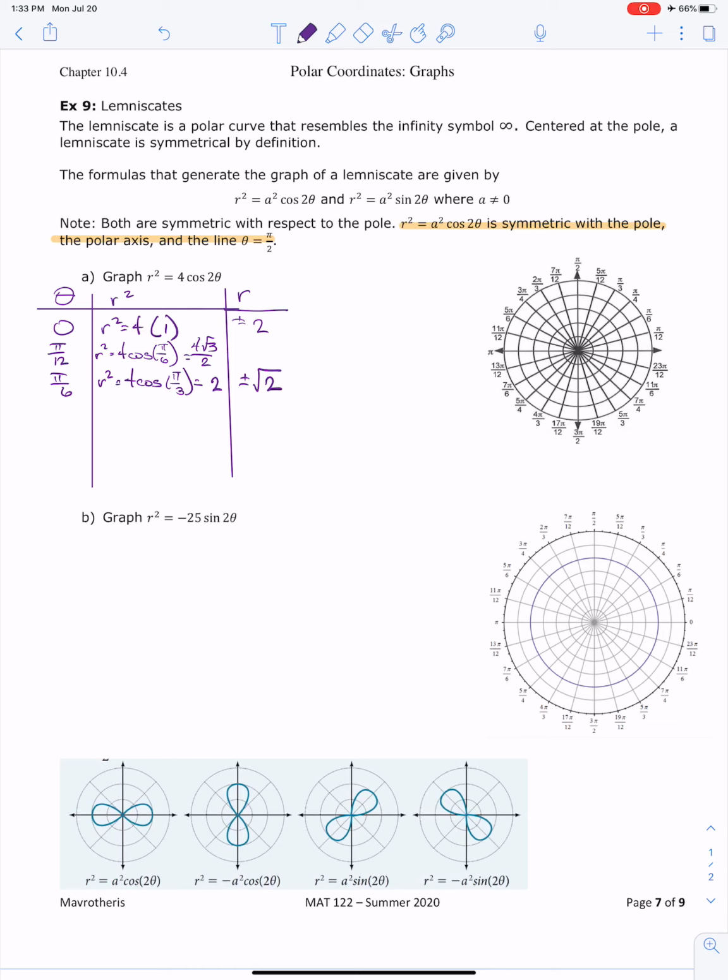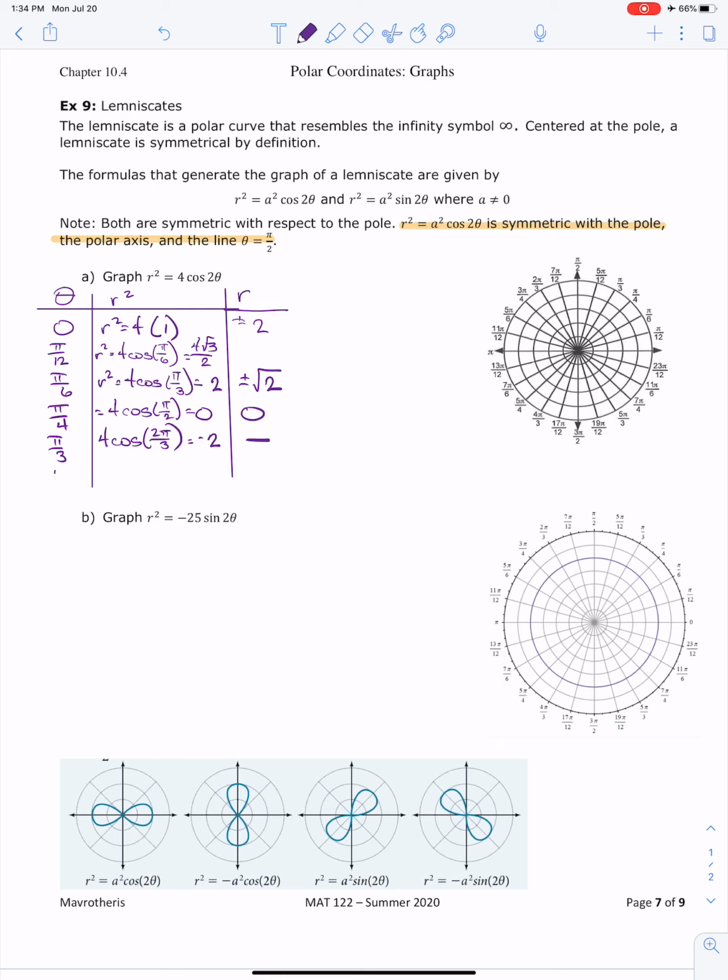Let's see what would be next. Pi over 4. Let's do that. r squared equals 4 times the cosine of pi over 2. At that point it's 0. So I get 0. And that's not bad. Pi over 3, I double that. I get cosine of 2 pi over 3, which is 4 times negative 1/2, negative 2. So I can't even take the square root of that. So I can't even use that value, that pi over 3.